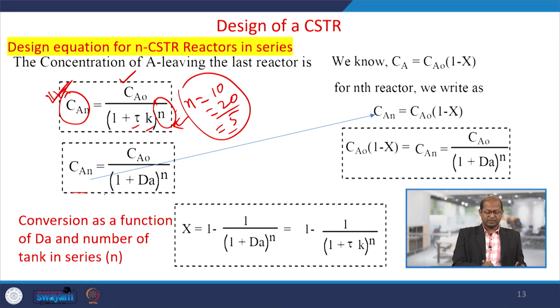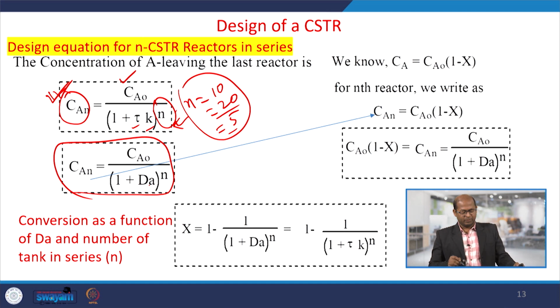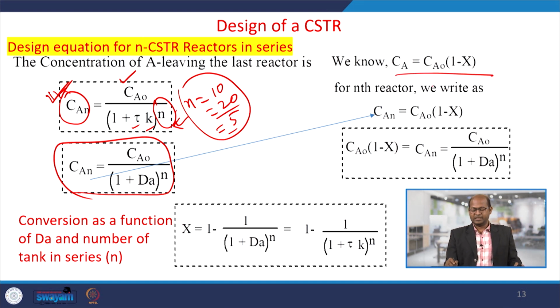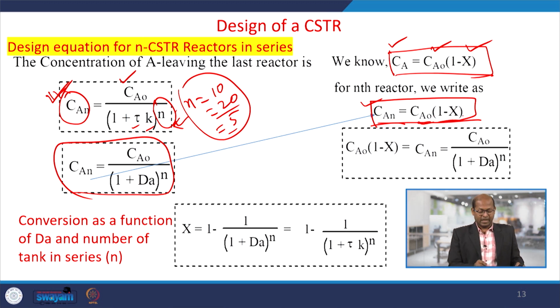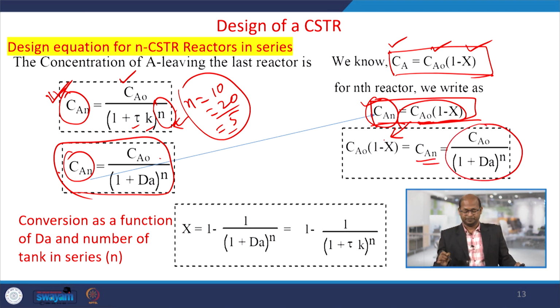Here this is expressed in terms of the Damköhler number also. We note Ca equals Ca naught into 1 minus x; this is the final concentration of any reactant A, and this is the initial concentration, if the conversion is x. Similarly, for the nth reactor we can write Can equals Ca naught into 1 minus x, and here we substitute Ca naught. So this part comes here and this part comes to the right hand side. So this is equal to Can.